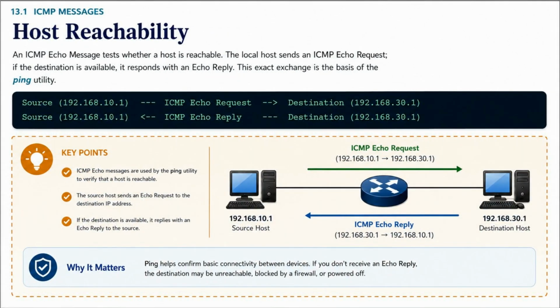Host reachability uses the ICMP echo request/echo reply exchange. This exact mechanism is literally what the ping utility is built on. Walk the two-way exchange on screen. Source sends echo request, destination replies with echo reply if reachable. Simple but foundational. Everything else in ping testing builds on this.